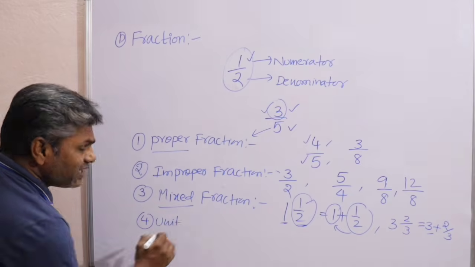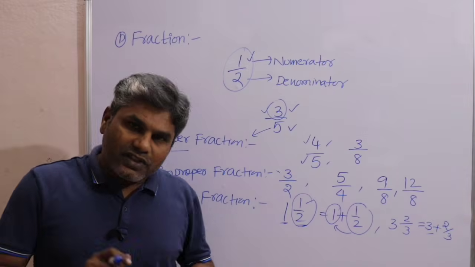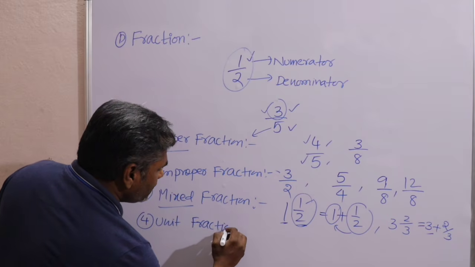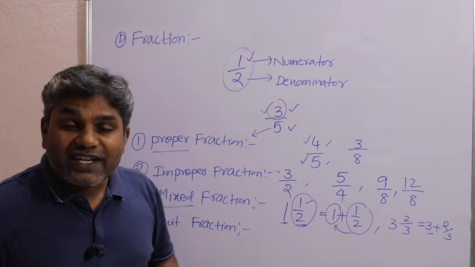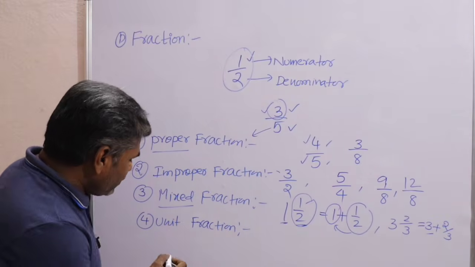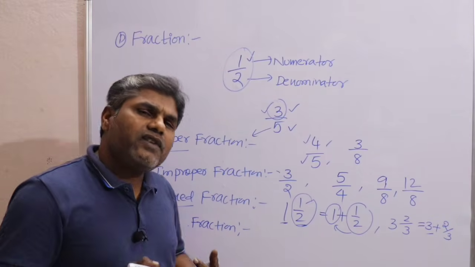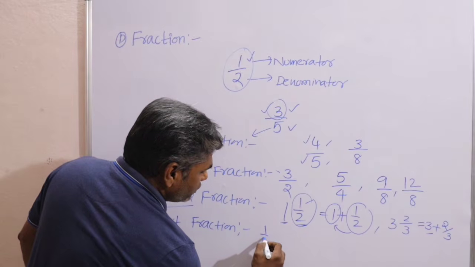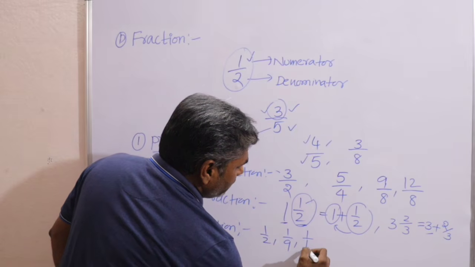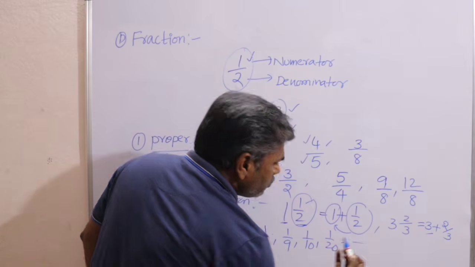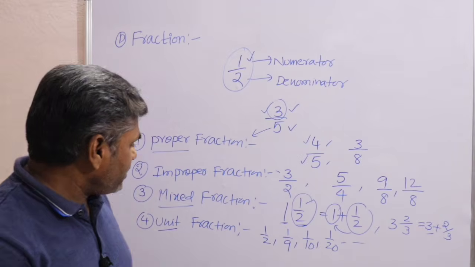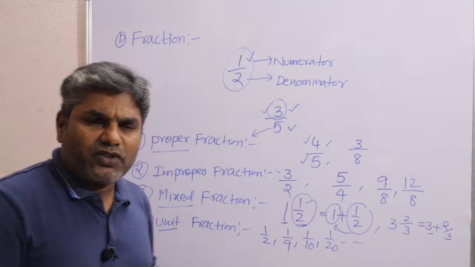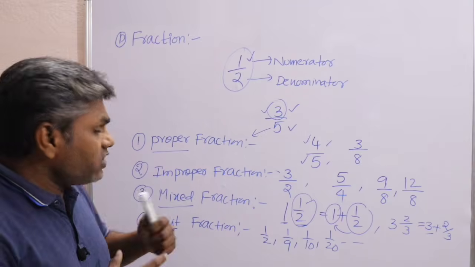See, the name itself says the definition of that fraction. In this case, unit fraction. A unit fraction is a fraction in which its numerator is 1. Very simple. Unit means 1. If you find any fraction whose numerator is 1, that is said to be a unit fraction. Suppose 1 by 2, 1 by 9, 1 by 10, 1 by 20 and so on. You may write any number of unit fractions which have numerator as 1 and denominator whatever it may be. Those types of fractions are called unit fractions.